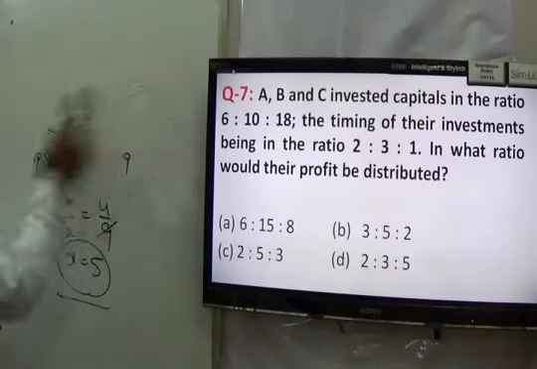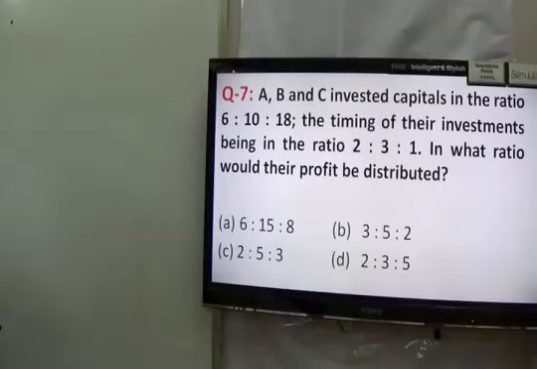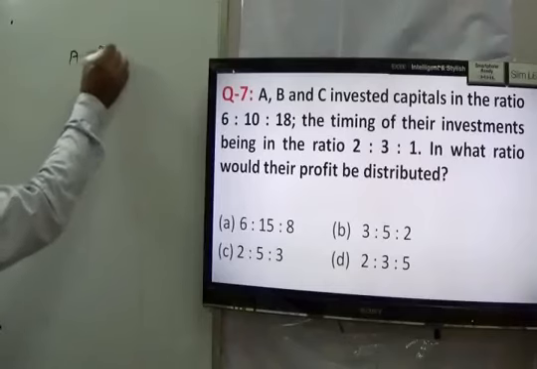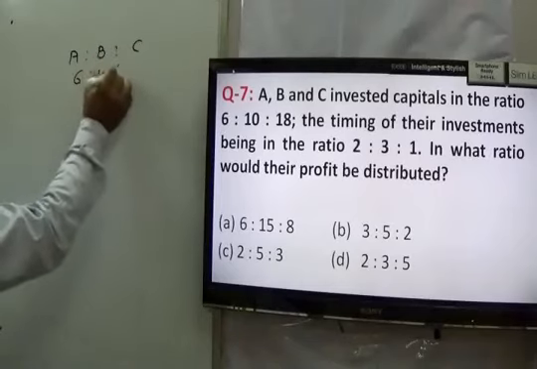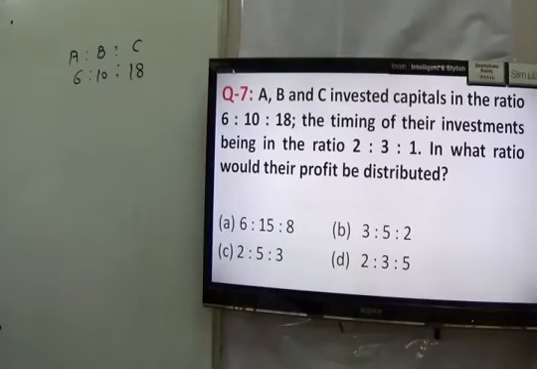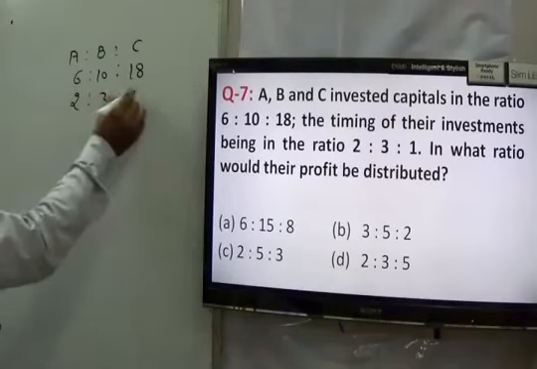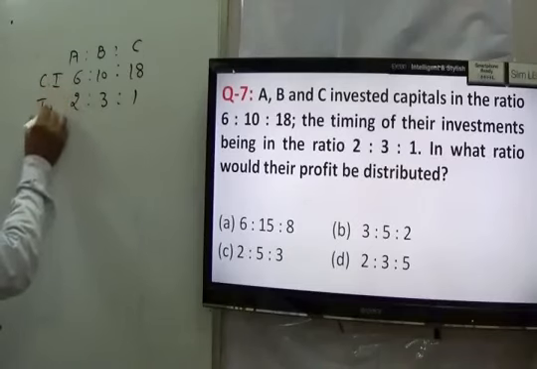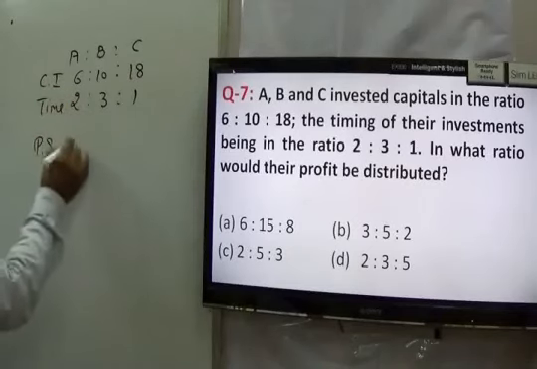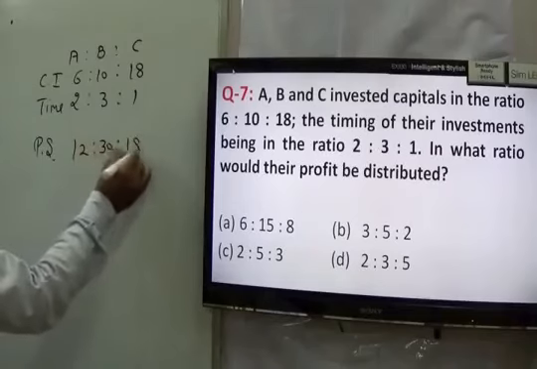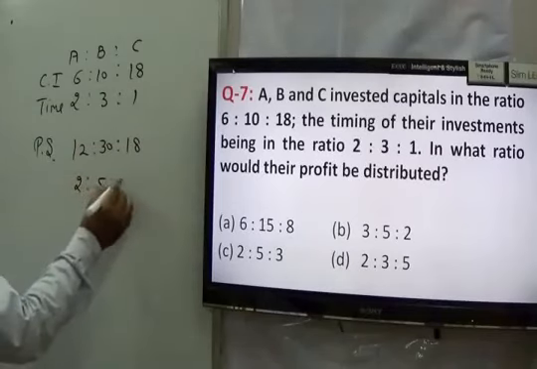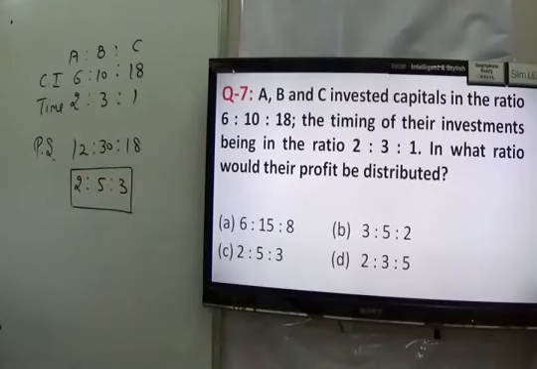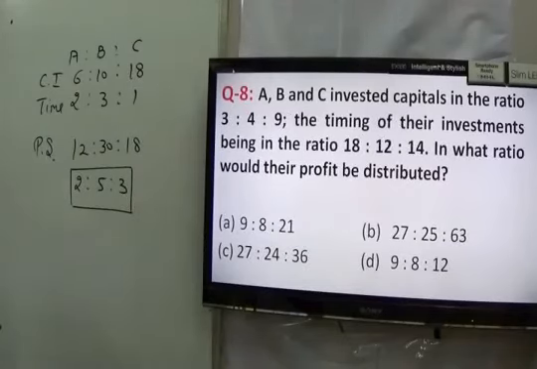Next you have question number 7. This states that A, B, C invested money in the ratio of 6:10:18. That is the ratio of their investment, 6:10:18. And the timing of their investment is 2:3:1. This is capital investment, this is time. We have to find the profit sharing ratio. Very easy question. 12:30:18. We can take 6 as common. 2:5:3. Here I can say the profit sharing ratio of the 3 persons is 2:5:3. That becomes your answer. So my answer to this question is C, 2:5:3.